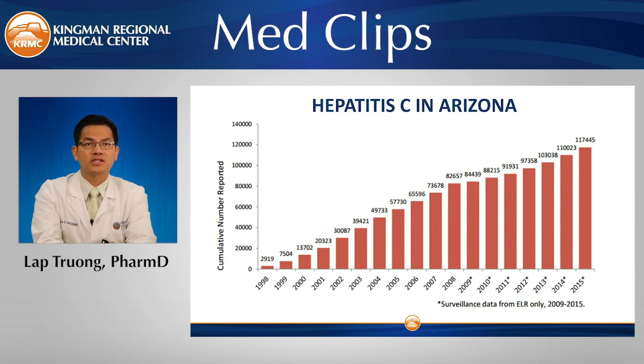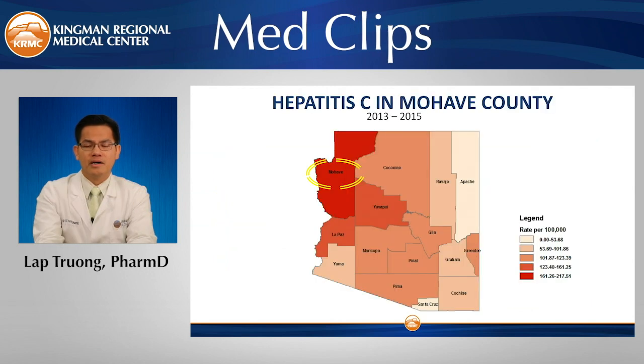If you see the trend going up since 1998 to 2015, the number just keeps going up and up. And we are now in 2018, so that number is now a lot bigger. In 2015, about 117,500 people got infected in Arizona alone.